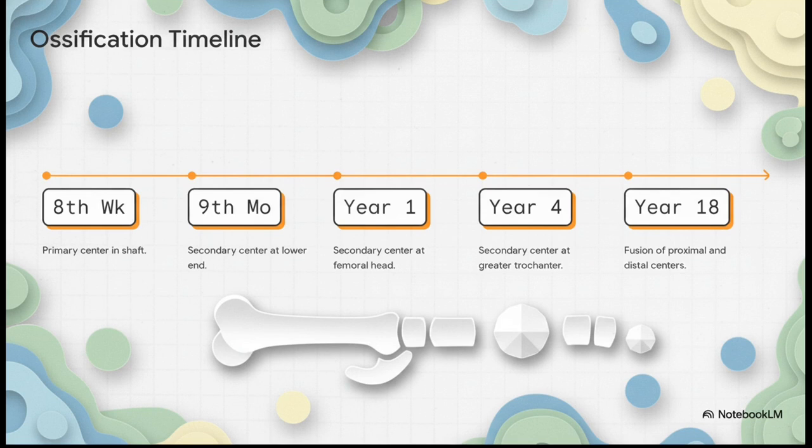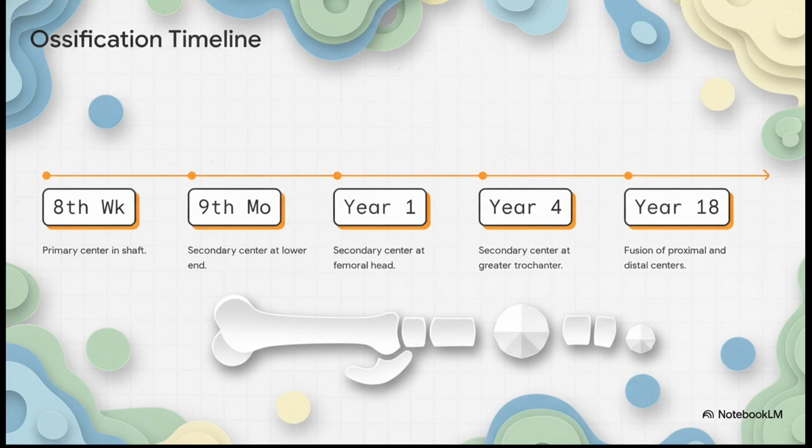Ossification starts incredibly early. The primary center appears in the shaft way back at the 8th intrauterine week. But here's a massive medico-legal fact for you. The secondary center at the lower end appears right around the 9th intrauterine month. Forensics use that all the time to determine if a fetus was full term.